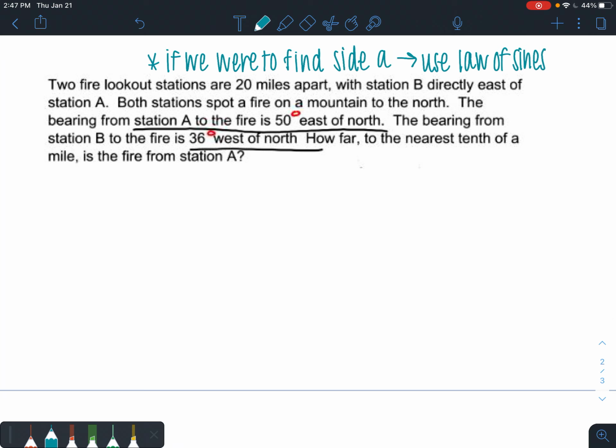Okay, then finally we are going to draw this picture as well. It says two fire lookout stations are 20 miles apart, with station B directly east of station A. So here is A, this is B, because this is east. And it's 20 miles.